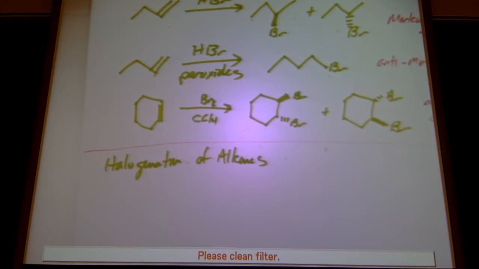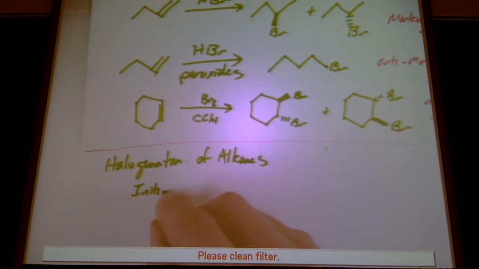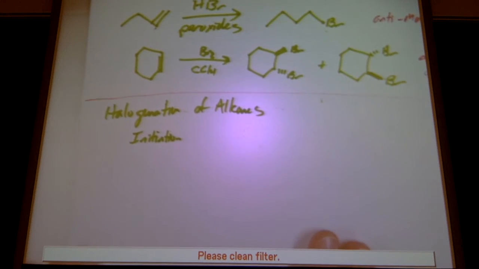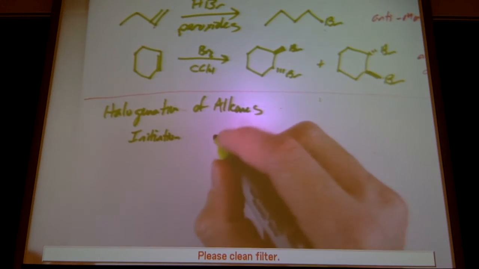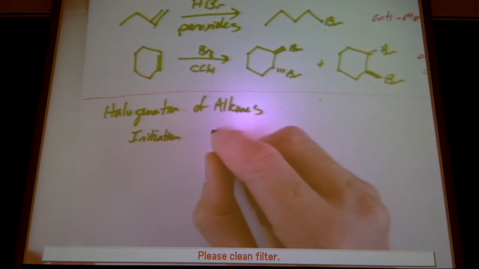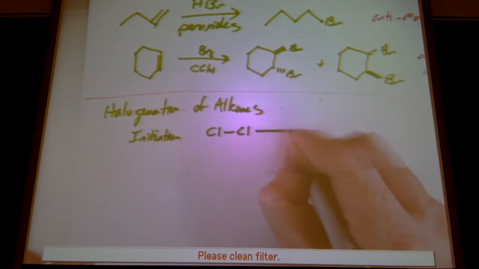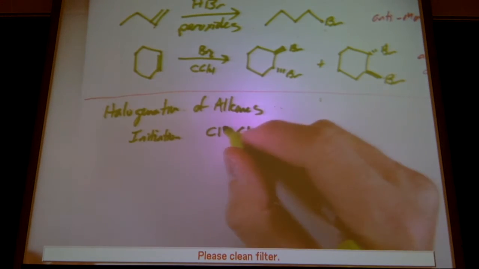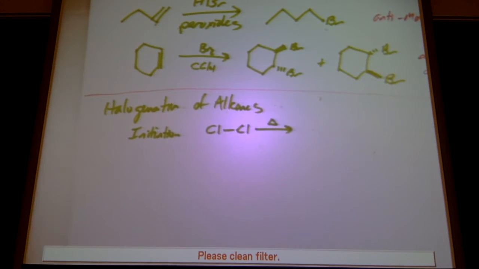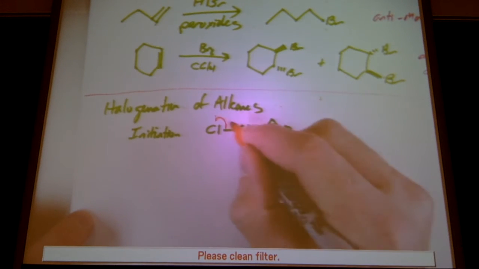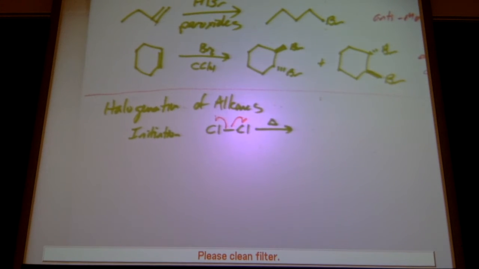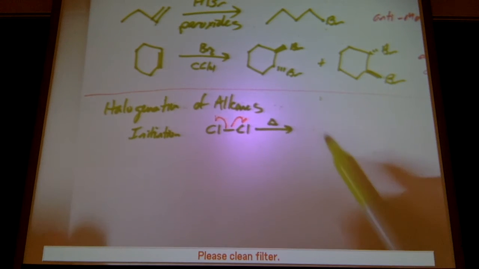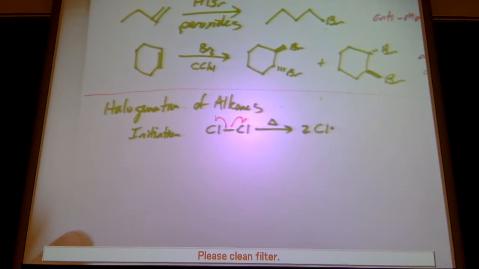The radical mechanism, you have three different steps. You have initiation. So let's look at chlorination in this case. So I have chlorine in my solution. So I hit that with UV light. Chlorine splits apart into radicals with the UV light. I get 2 chlorine radicals.